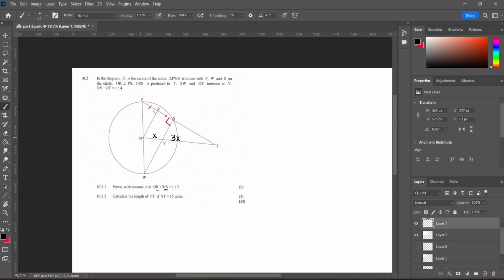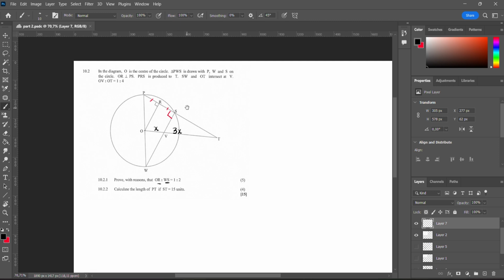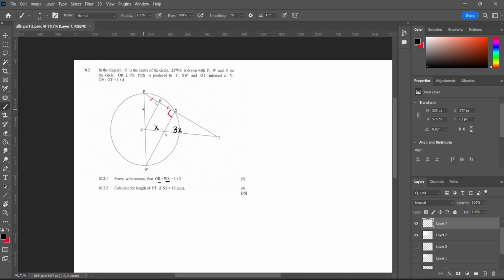So OR over WS will be 1 over 2. So prove that this side here equals twice the side. And pretty lucky here because things are making sense nicely.